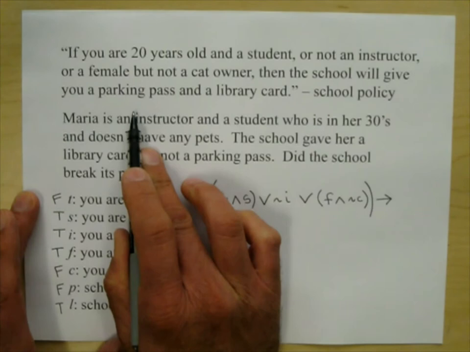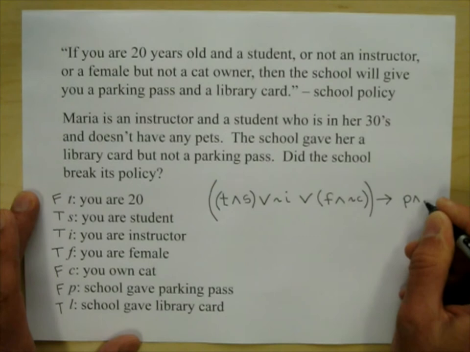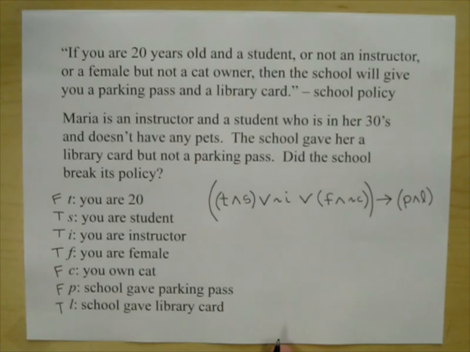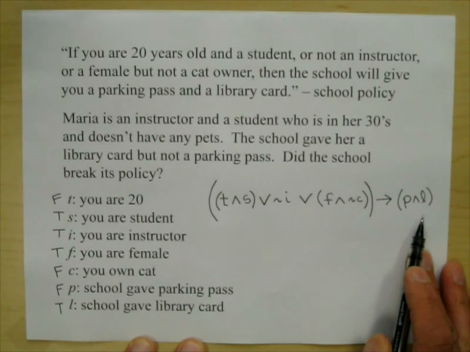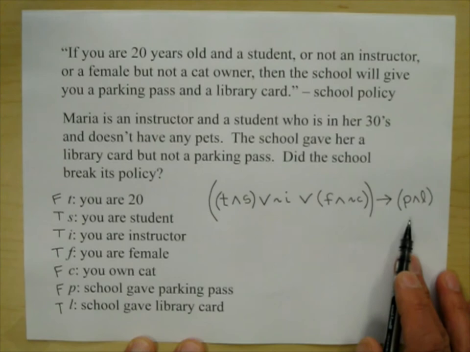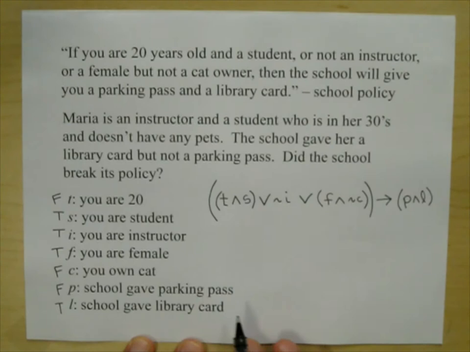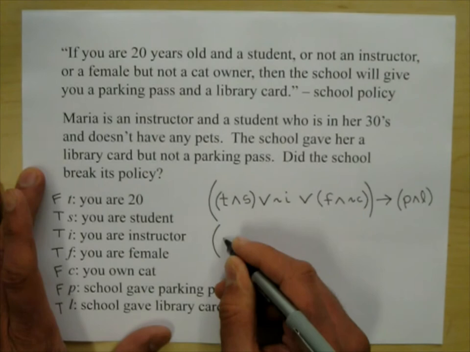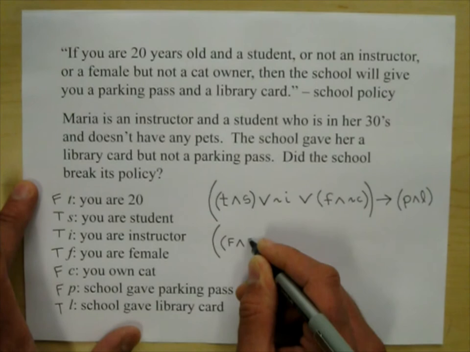The school will give you a parking pass and a library card. Parking pass, and I'll do a script L, library card. Okay, so you're trying to figure out that the school break its policy. All we have to do is plug the truth values into this statement here and analyze to see what happens. What is the truth value of this big statement? Are you going to get anything this bad in your homework? Absolutely not. This example is just to show you that there is some use to logic. So I'm going to go ahead and place those values in there. So this is false and true. Wait, did I do that right?